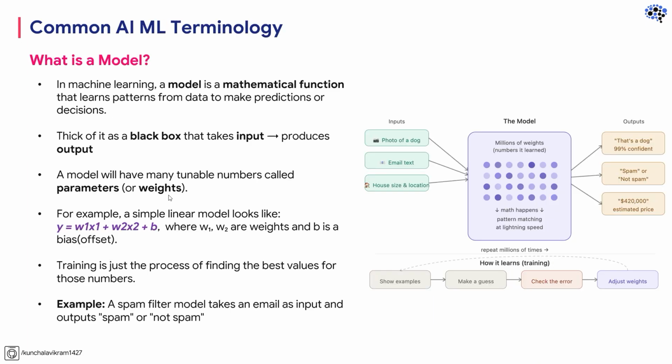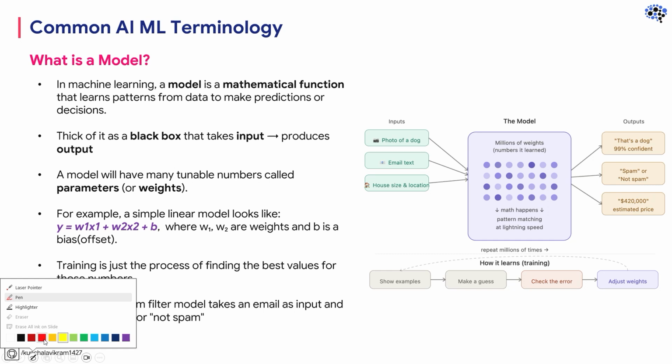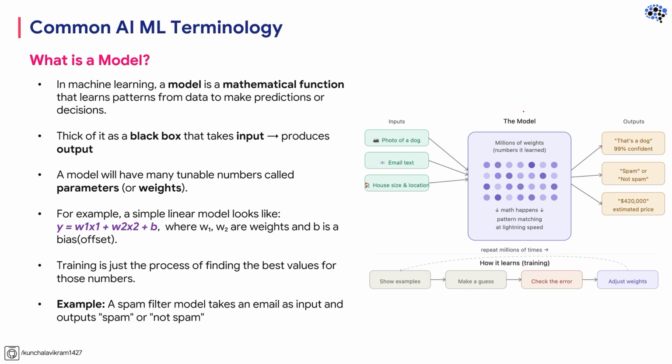So what is a model? In machine learning, a model is a mathematical function that learns patterns from the data to make predictions and decisions. Generally, this model is a mathematical function. So a simple linear model can look like something like this, where x1, x2 are the inputs, b is the bias, and then these are the weights. So the whole model can be represented in the form of a function.